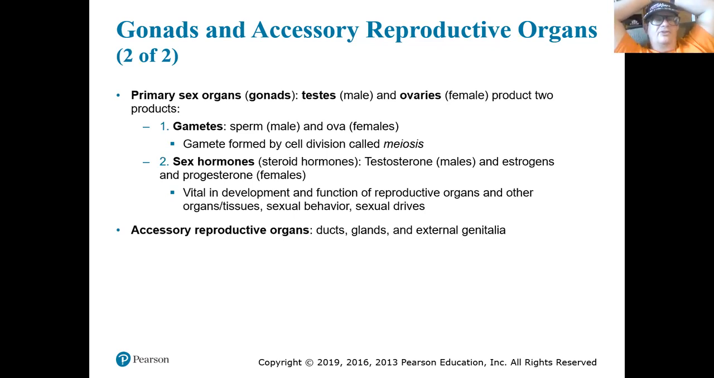So the primary sex organs are called gonads. In males, we call those gonads testes, and in females, we call those gonads ovaries. Gametes, that's the sperm made by the male, the egg made by the female. Gametes are formed through a special form of cell division we call meiosis.